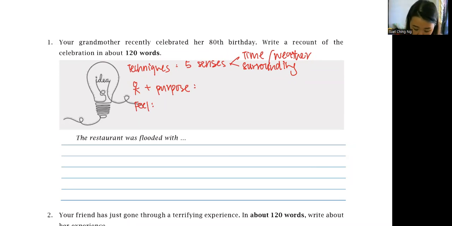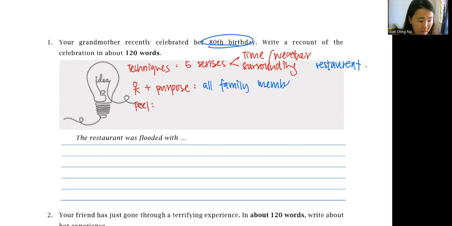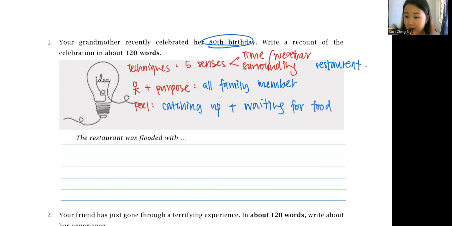Okay, so time and weather, we're celebrating grandmother's 80th birthday. We can talk about a restaurant, pick the one from up top, for all family members. And then I can talk about what everybody was doing. Catching up. Wait, I mean, we're Asians, man. Waiting for food. Correct?